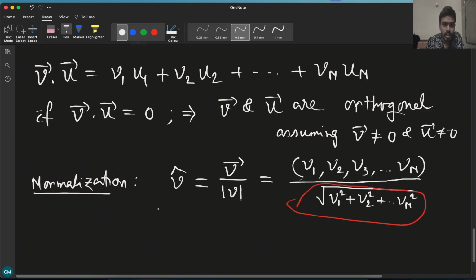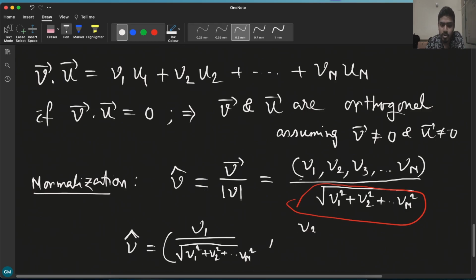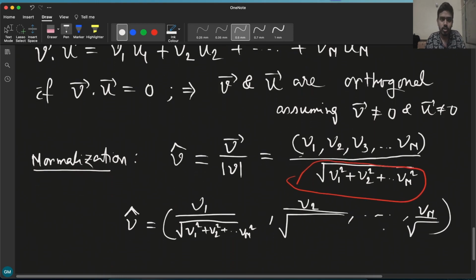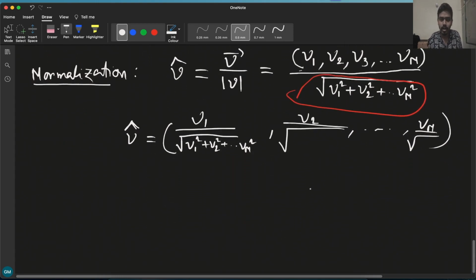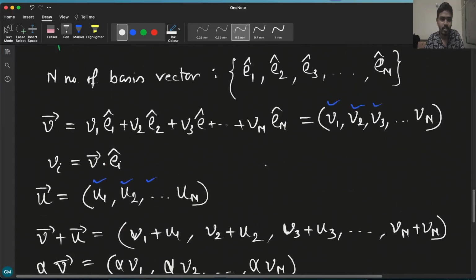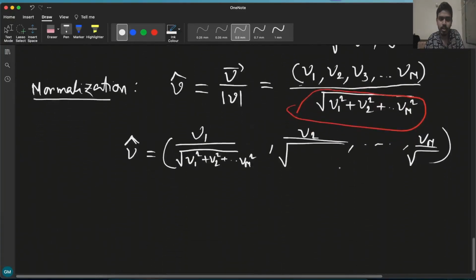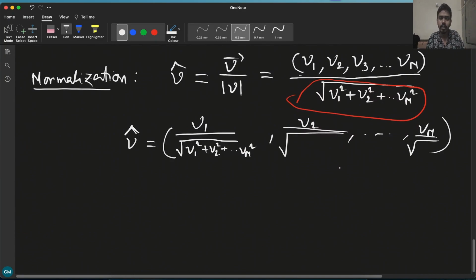So then the normalized v we can write as: the first tuple will be v1 divided by root under v1 square plus v2 square plus dot dot dot vn square. The second tuple will be v2 divided by the same term, and it will go on like this up to vn divided by the same term. This is how we will normalize. So the algebra is basically we are mapping from 3 dimension to n dimension, but there is no sense of directionality.